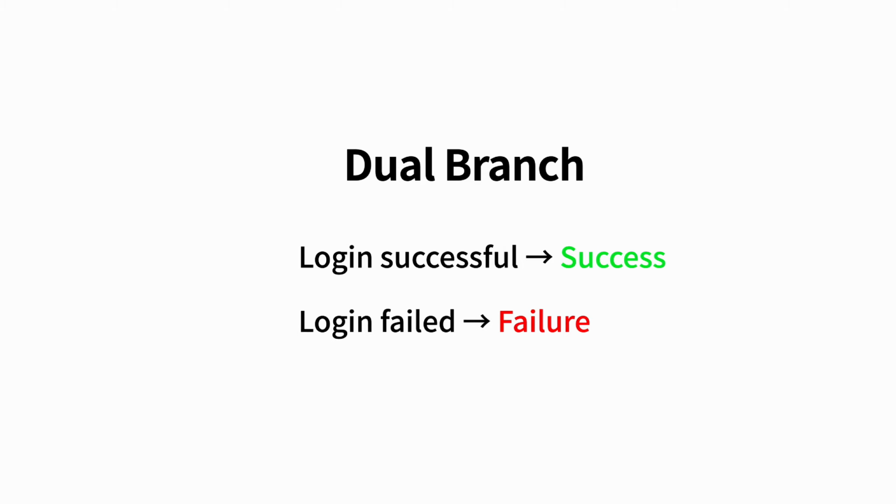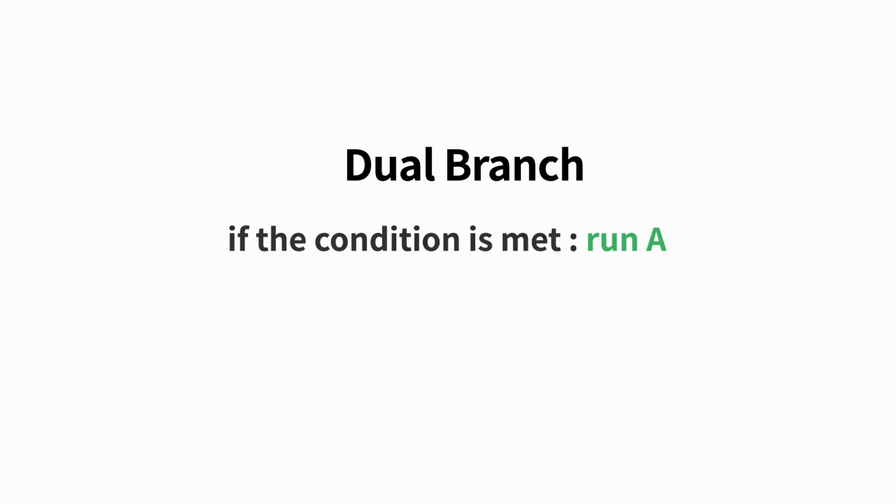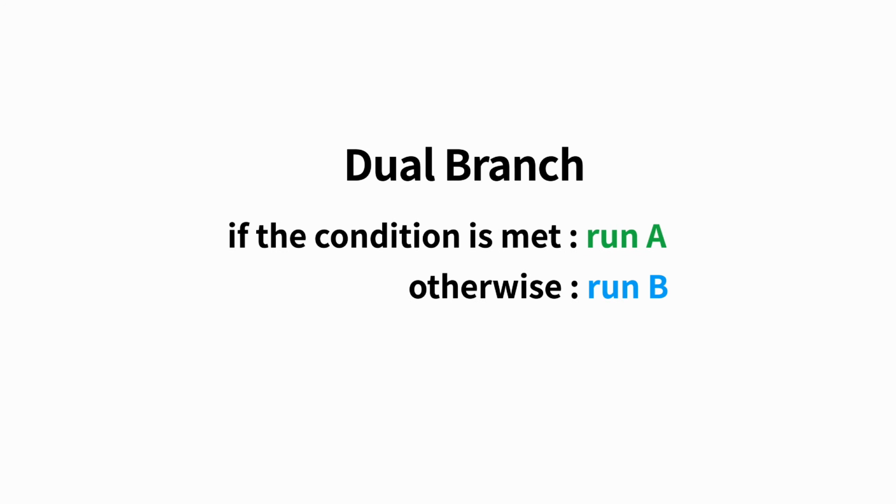Now, I want the system to print a message after a successful login too. That is, show success when the login succeeds and failure when the login fails. Obviously, login success and login failure are two completely mutually exclusive situations. This, when the condition holds, run A, otherwise, run B structure is exactly a dual branch judgment.